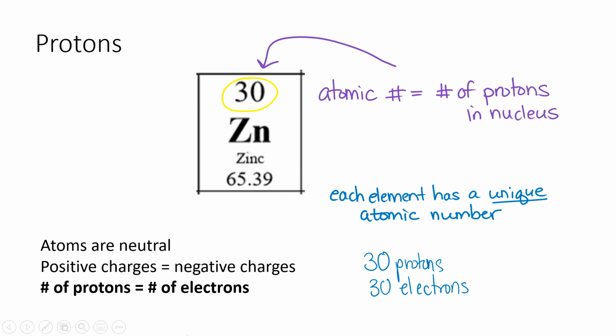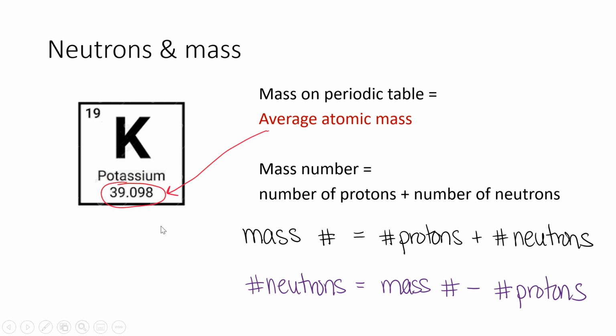What about the neutrons? Well, there's one other piece of information here on the periodic table, and it doesn't directly tell us the number of neutrons, but we can use it to figure out how many neutrons an atom might have. This number given on the periodic table that tends to be a decimal is known as the average atomic mass. We'll find out later the reason why it's an average is because there are actually different versions of a certain element out there that would have different masses.